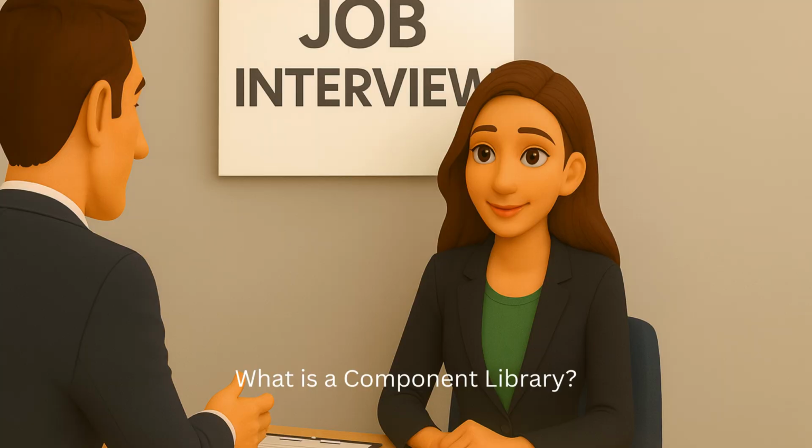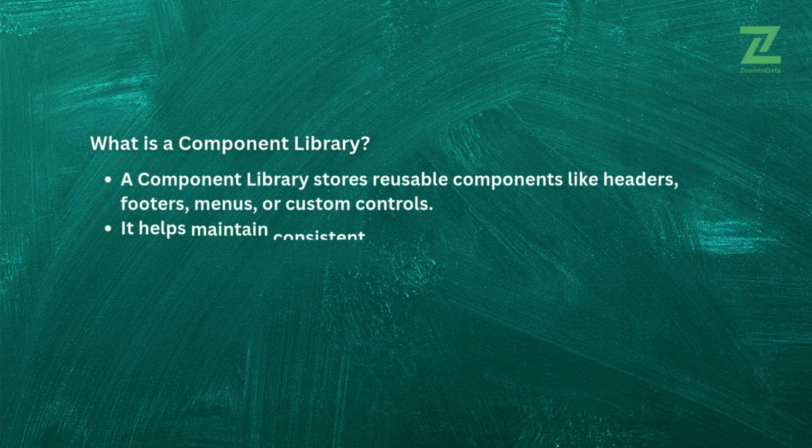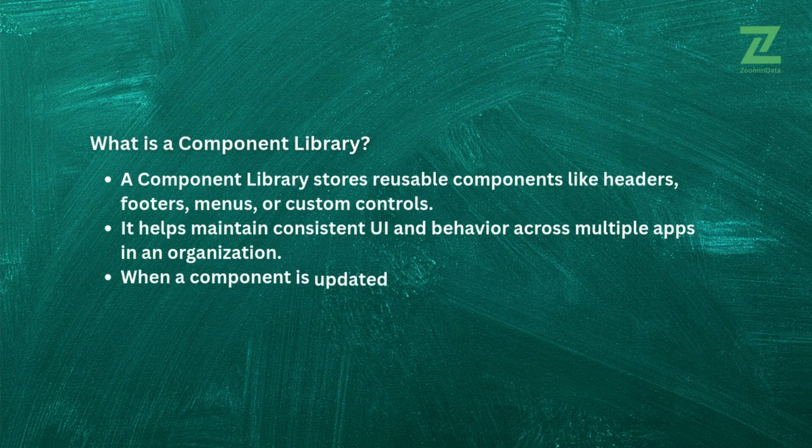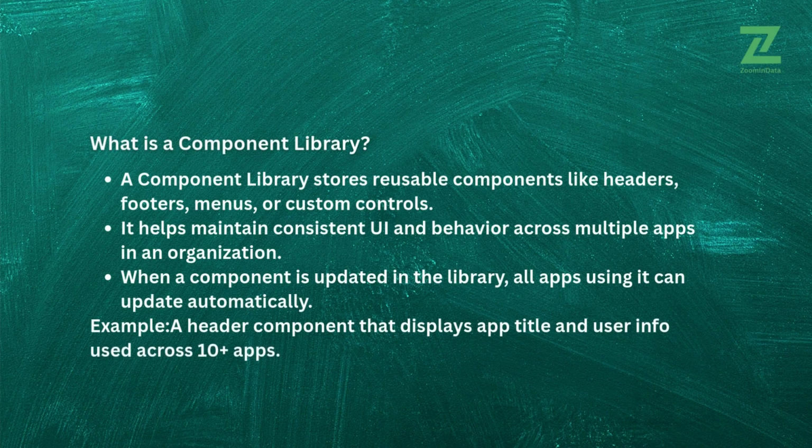What is a component library? A component library stores reusable components like headers, footers, menus, or custom controls. It helps maintain consistent UI and behavior across multiple apps in an organization. When a component is updated in the library, all apps using it can update automatically. Example: a header component that displays app title and user info used across 10+ apps.